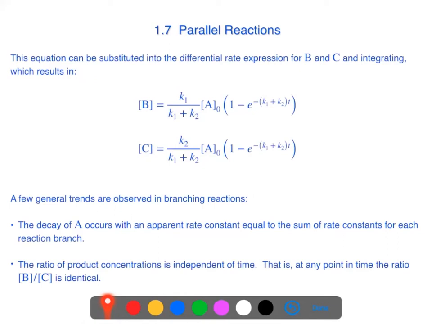Why is that the case? Well, if we look at these two expressions, they are similar in every other way except for the rate constants in the numerator of that first quotient. This term is identical to this term, so it cancels out. And so if we're looking at the ratio of B and C, we can simplify that to a simple quotient, K1 divided by K2. And so in that respect, it's independent of time at any point during the course of that reaction.